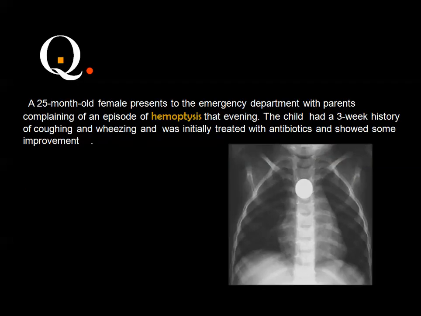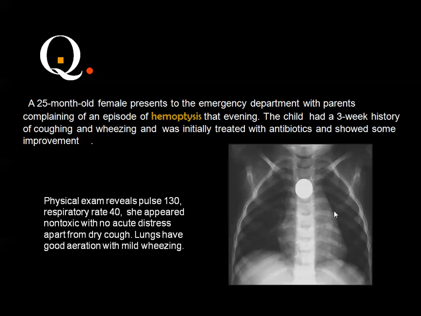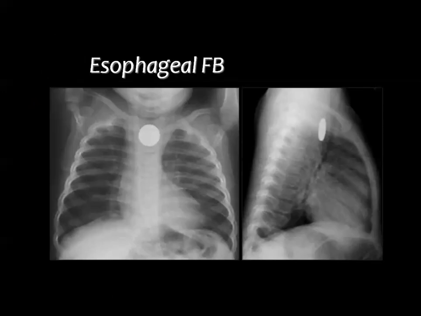Then what do you think about this chest X-ray? This is a female child, 25 months old, presented to the emergency department with an attack of hemoptysis. The child has a 3-week history of coughing and wheezes and was initially treated by antibiotics and showed some improvement. Then you see a radio-opaque structure here, and you have to discriminate whether this is a foreign body in the trachea or in the esophagus.